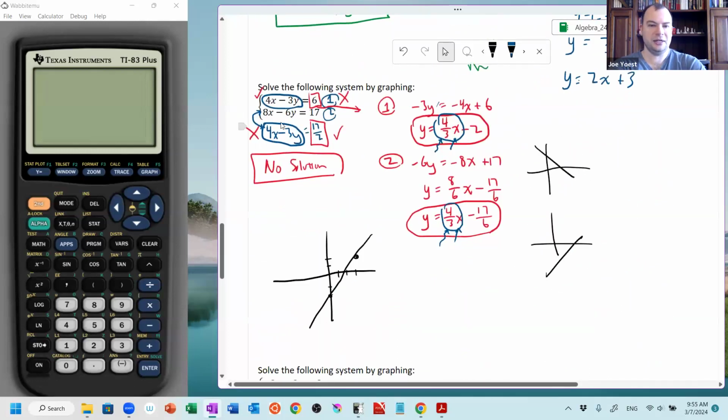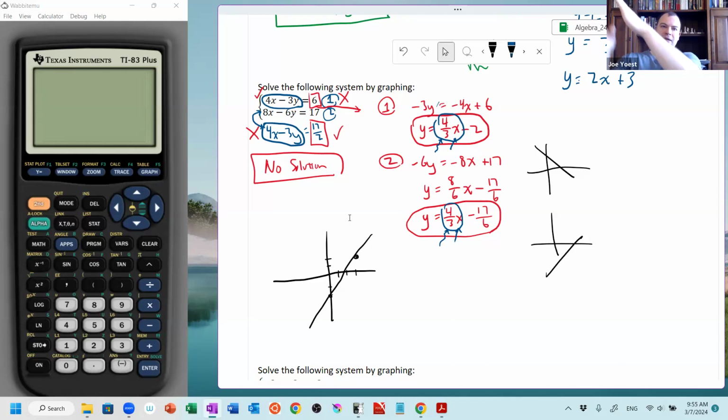If the 2 sides end up looking the same, that means when I add 1 to x, I need to make the same change to y in both cases. That means they're just tracking right alongside each other. So here we've got the special case of no solution.